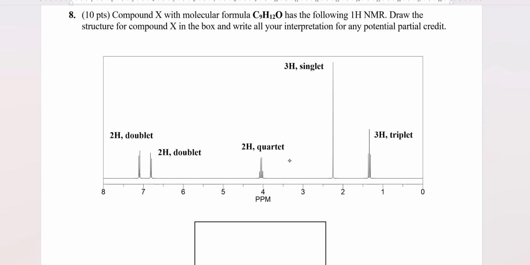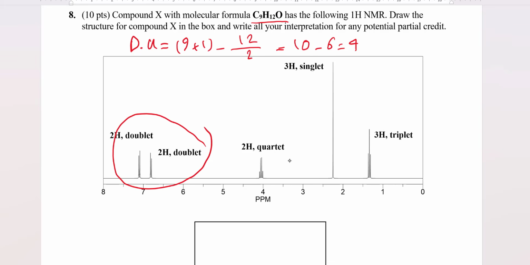Question 8. We have the formula, we have the H1 NMR, and we need to find out the structure. The first step always is calculation of the degree of unsaturation. Number of carbon plus 1. Here we don't have halogen, so just 12. Number of hydrogen divided by 2. So we have 10 minus 6, it's 4. And we can easily see that we have a benzene ring in our structure. A benzene ring has one ring and 3 pi bonds, so the degree of unsaturation matches a benzene ring.